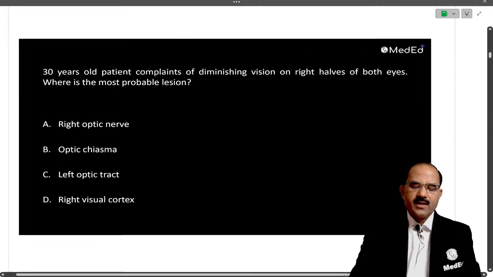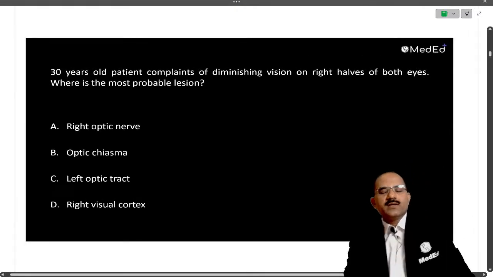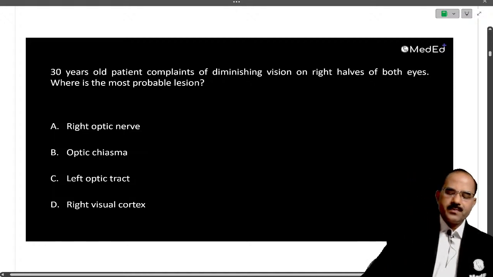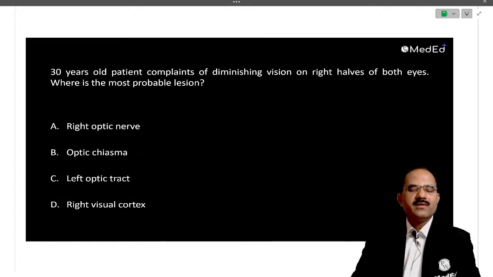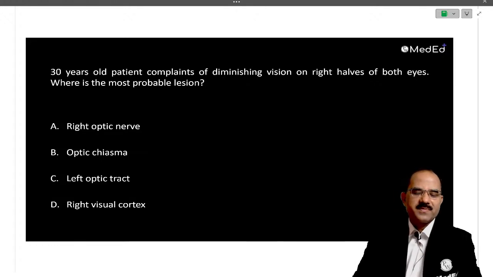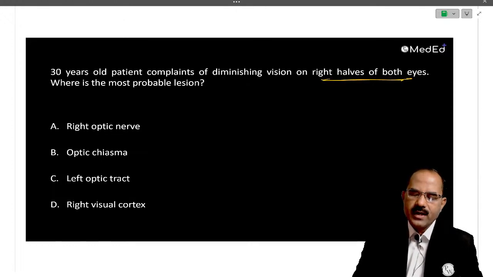Perfect. Okay. Next MCQ. Answer this question. A 30-year-old male patient complains of diminished vision on the right half of both the eyes. Where is the most probable lesion? Come on, answer this. Any guesses? Right half of both the eyes.